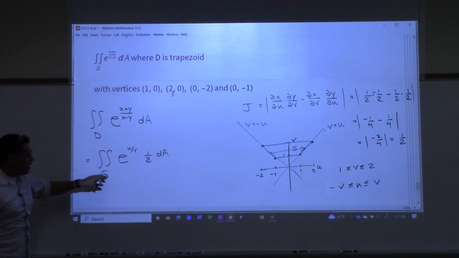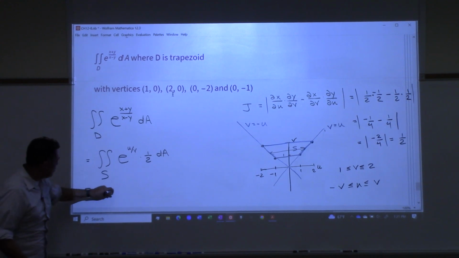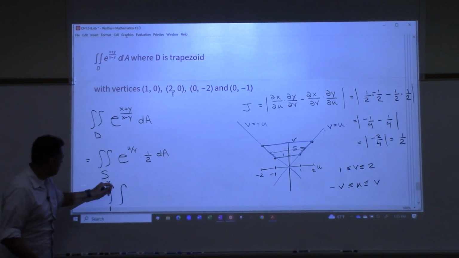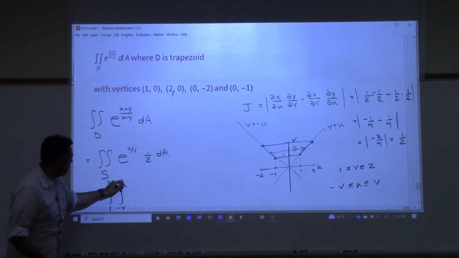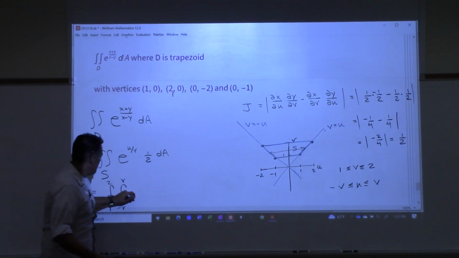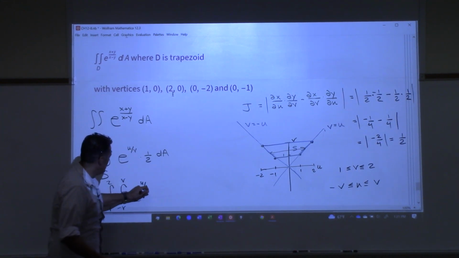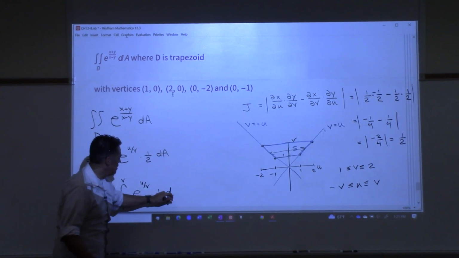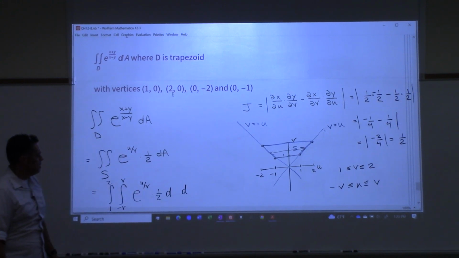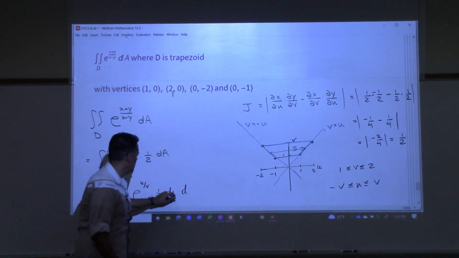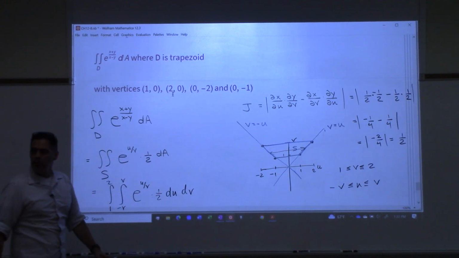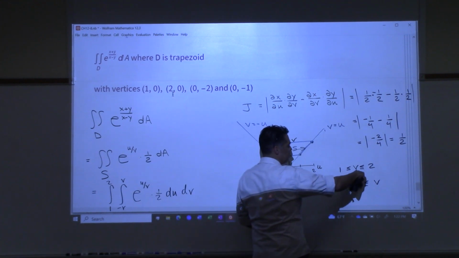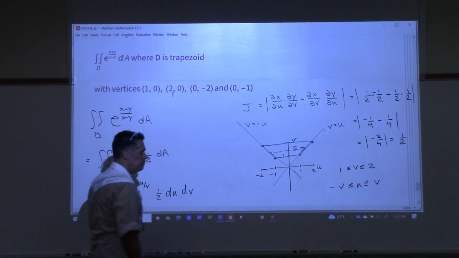Now our restrictions for S were over there, so I'm going to set up my double integral. The outer limits of integration on the outer integral will go from 1 to 2. The inner one will be negative v to v, and then it will be e to the u over v times a half, which I'll pull out on the next one. D what? du dv. Yes, du dv. The constants are on v, so that's the outer integral.